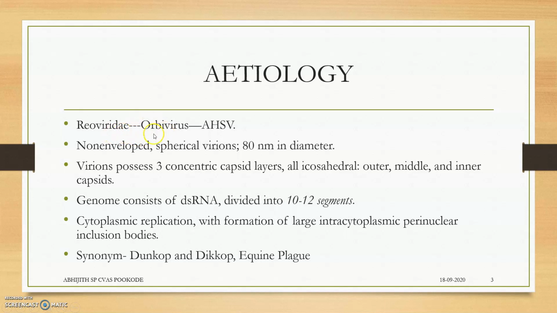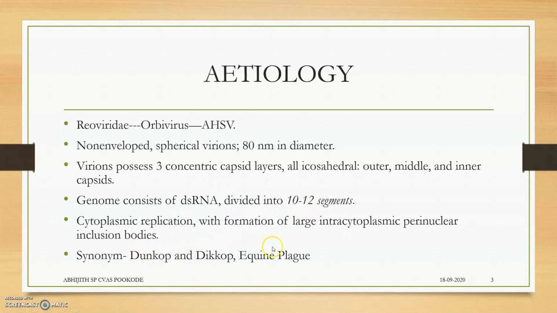Reoviridae is the family, Orbivirus is the genus, and African horse sickness virus is the species. So these are the properties of reovirus: the genome is divided into 10 to 12 segments. This is the best reason for genetic reassortment, and this should be learned: 10 to 12.